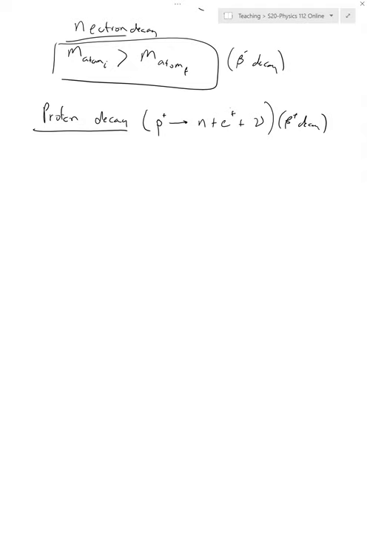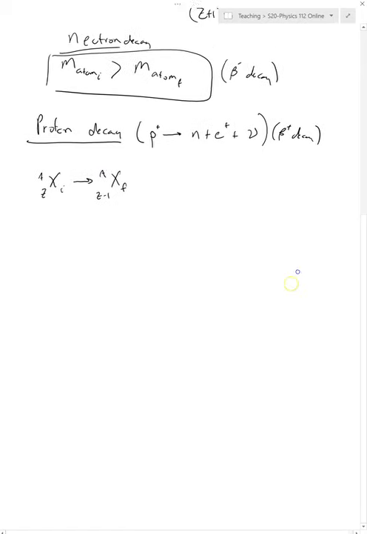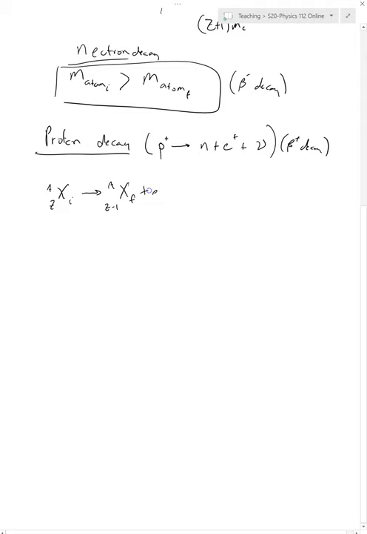Now we can go ahead and calculate, just like we did for the neutron decay, what would actually happen. So in this case, you start with a nucleus that has A nucleons and Z protons. And then you go to a final one that has one fewer proton because one of your protons has decayed. You still have the same number of nucleons because it's just a proton that's turned into a neutron. You emit a positron, which is an anti-electron, an electron with a positive charge, and you emit a neutrino.